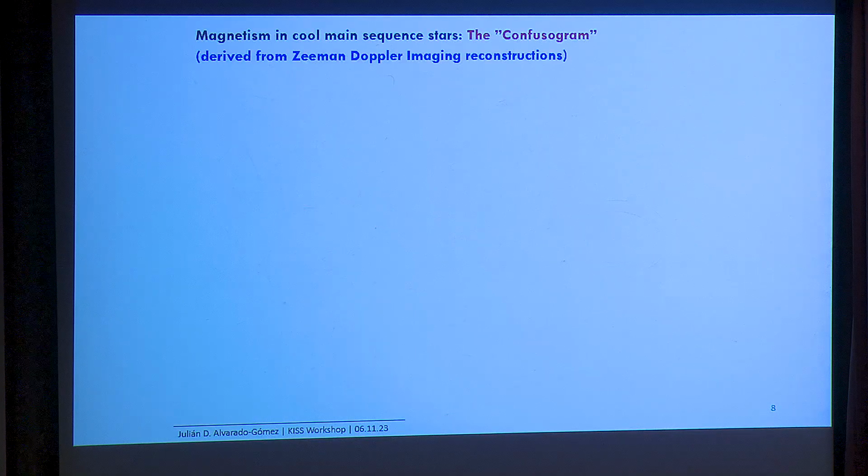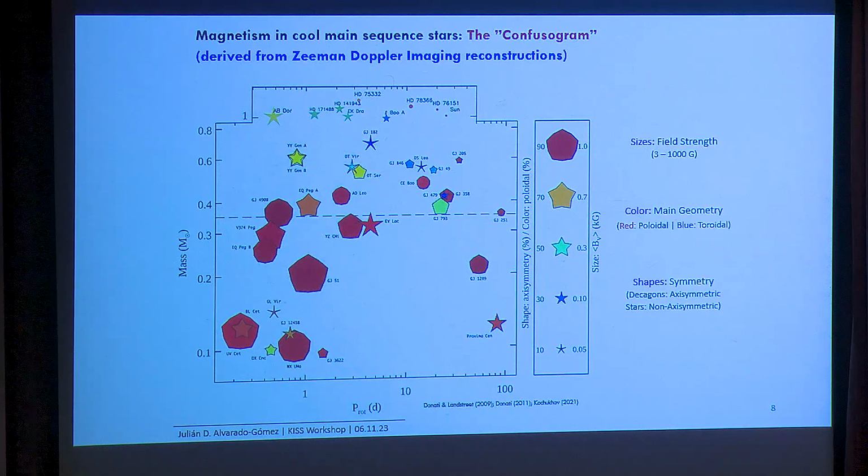And I stole this from Julian, and he had to skip over it very briefly. This is just to show you the confusogram, that we've got lots of different magnetic topologies when you do these Zeeman Doppler imaging reconstructions of what the magnetic field strengths at the surfaces of these stars look like. And trying to understand why you see this is one of the main topics for people like Julian.